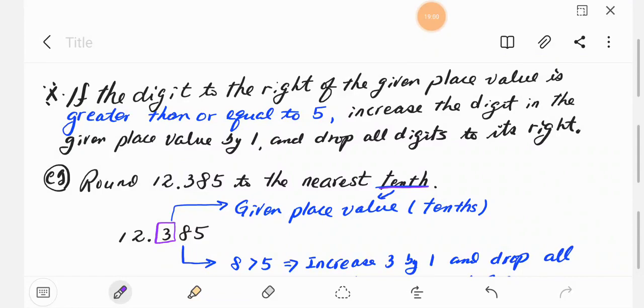So always question yourself: should I increase this number in the place value by 1? It depends on what? Next digit, 8. So if the digit to the right of the given place value is greater than or equal to 5, then what? Increase the digit in the given place value by 1, because 8 is greater than or equal to 5. Make sense?